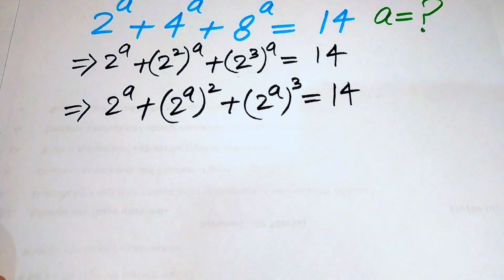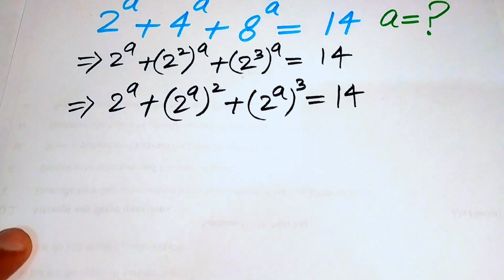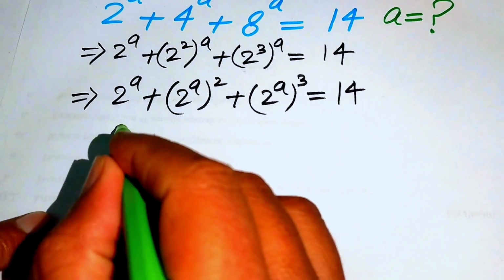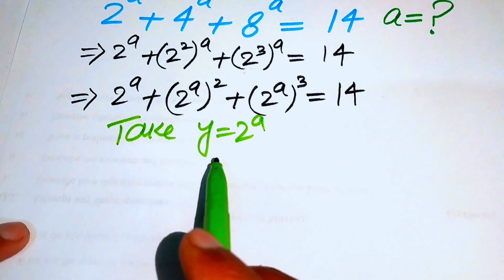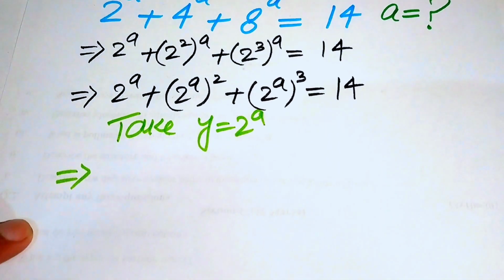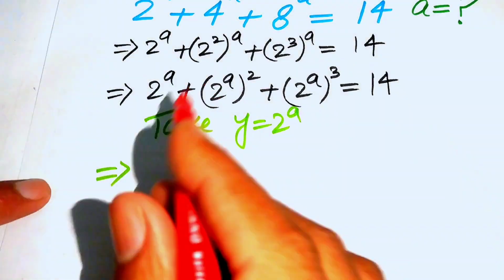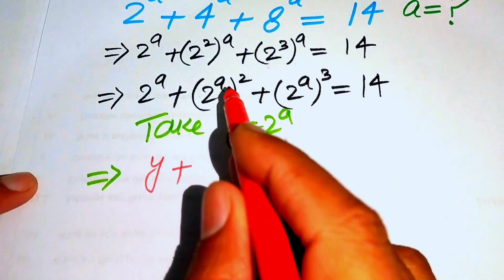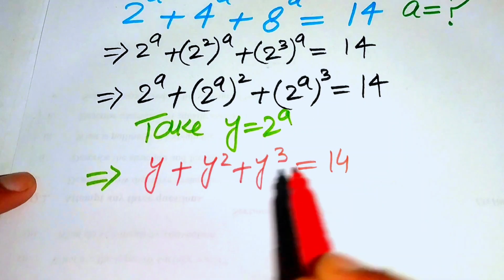And now here you see that we have 2 to the power of a as the common expression in each term. Here we convert this exponential equation into the cubic form by taking y equals to 2 to the power of a. So here we substitute y equals 2 to the power of a in this equation, so that the above equation will be written in this form: y plus y squared, this will be equals to y, and its whole square becomes y squared, and this is the y cubed equals to 14.